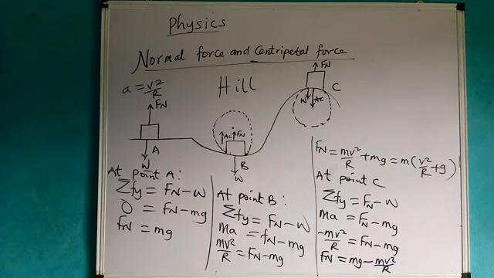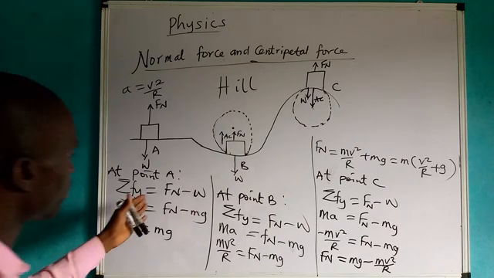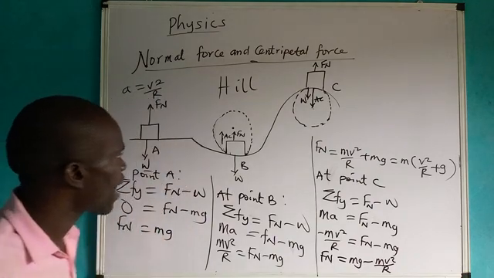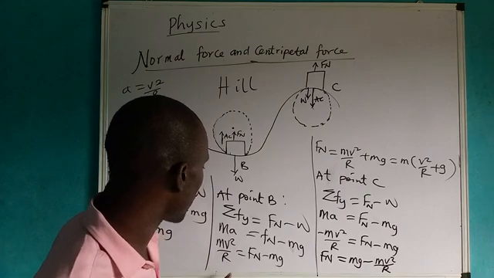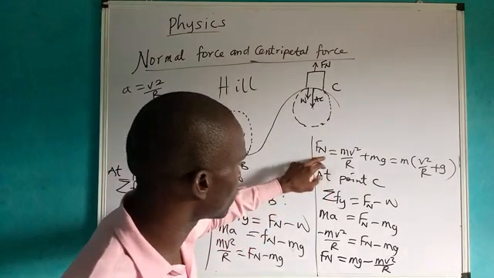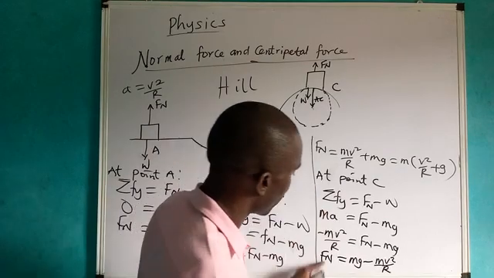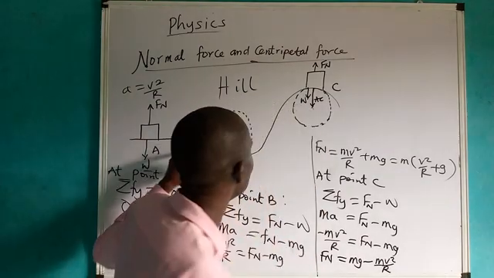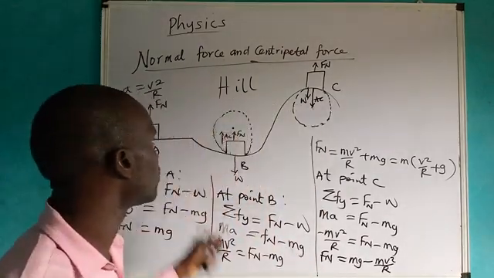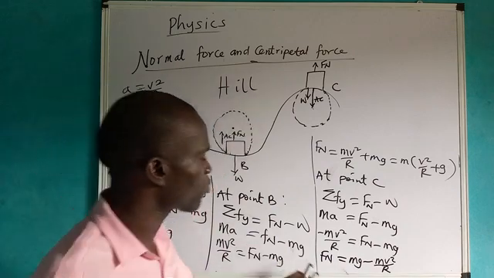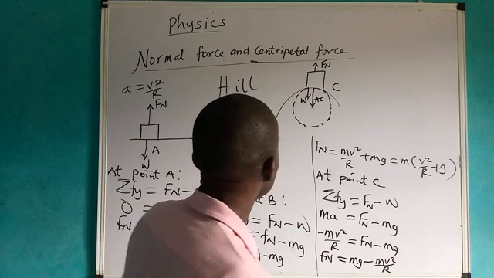It means that this is simply how we resolve a situation like this. At point A, this is what we have as the normal force. At point B, this is the normal force we have here, while at point C, look at the normal force we have here. Meaning the normal force provides the centripetal force. In the case of a hilly road, the normal force provides the centripetal force.